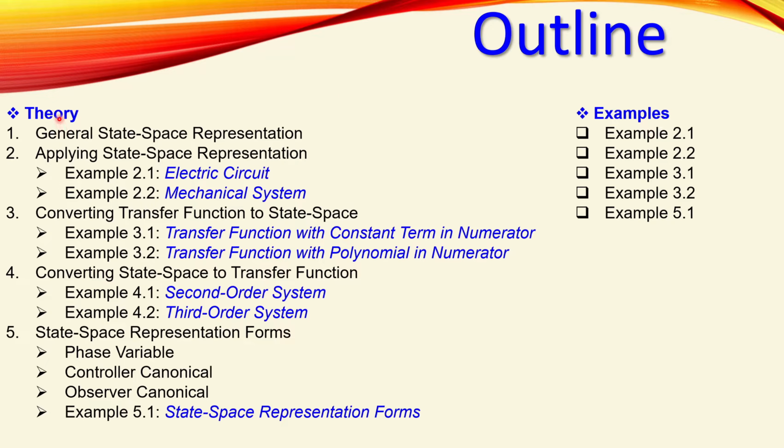We have several things to discuss. We have theory, so we will start, for example, first with the general state space representation and then apply this. We also give several examples as shown here, example 2.1 up to 5.1. So we have 5 examples and I've also listed them here on the right side. In between the discussion we have several examples to illustrate the concept, and then we move on. I hope this complete picture will give you a nice summary of our state space modeling discussion.